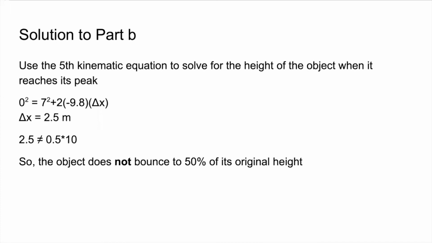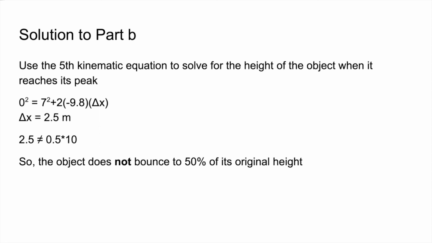For part B, you use the fifth kinematic equation to solve for the height of the object when it reaches its peak. The final velocity is 0 because that's when the object is at its peak. So 0 squared is equal to 7, which is the initial velocity of the object after bouncing upwards, squared plus 2 times the acceleration of negative 9.8. Keep in mind you need that negative because the initial velocity was 7 upwards and acceleration is downwards, times the height. And you can solve that the height is 2.5 meters.